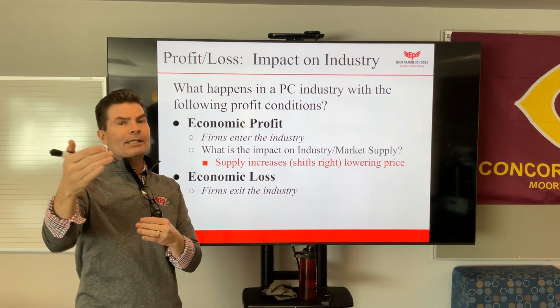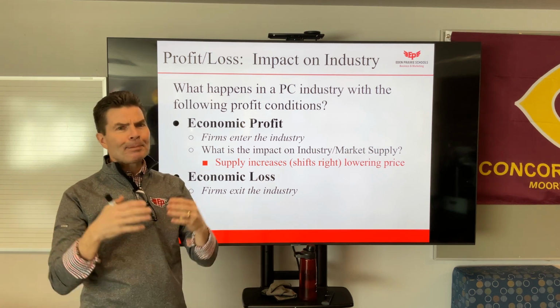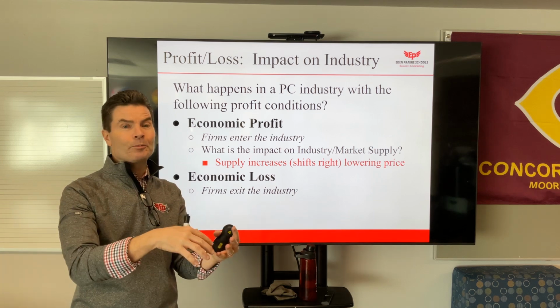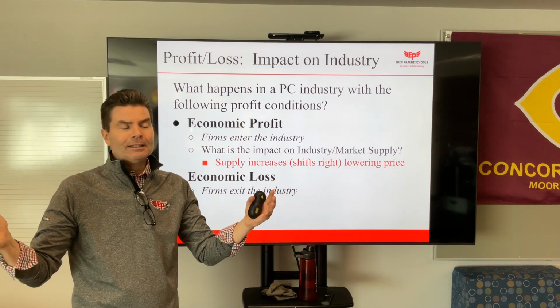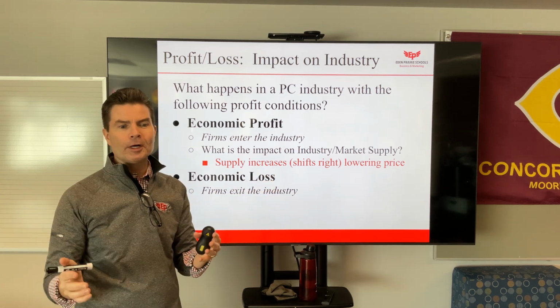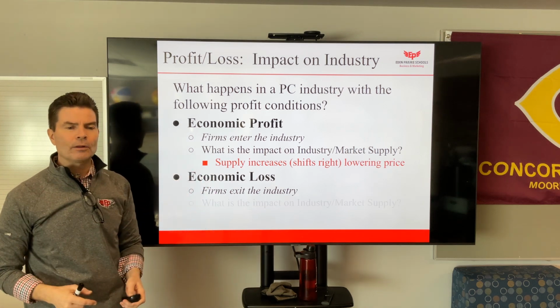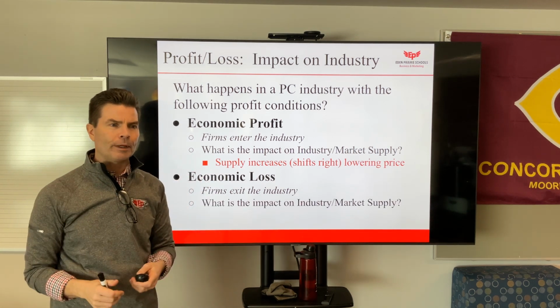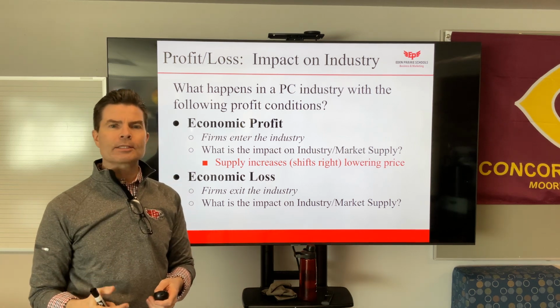But we're going to learn next chapter that doesn't happen in a monopoly, right? You just don't have firms entering the industry because we have huge barriers to entry, because as a monopoly, we only have one firm. So if we have an economic loss, what is the impact now on the industry and market? Again, if you want to get the answer to that question, pause it for a second.